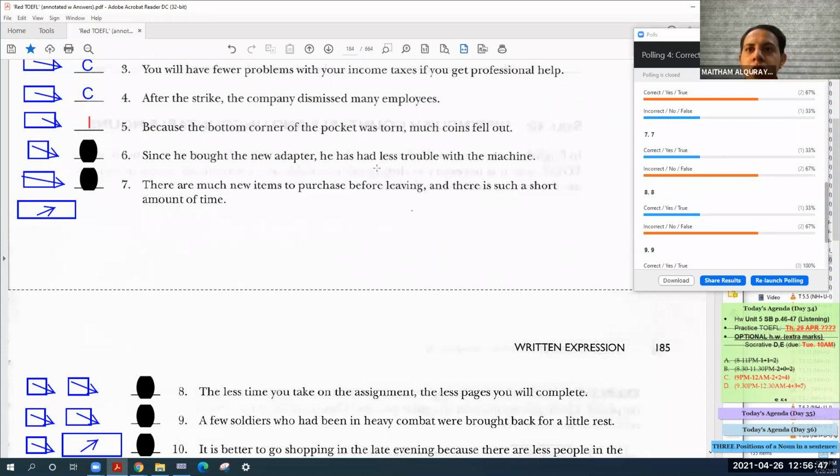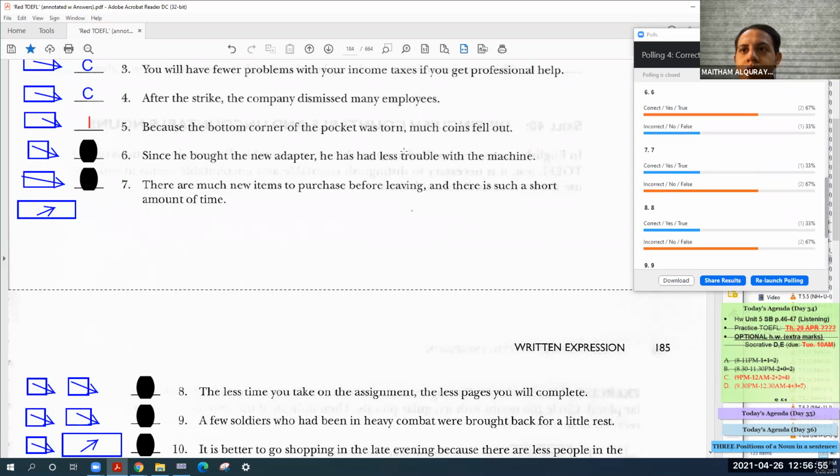Because trouble is countable and less is for uncountable. Trouble is what? Countable. Sorry, trouble is uncountable. Okay. It is uncountable. Yeah. All right.